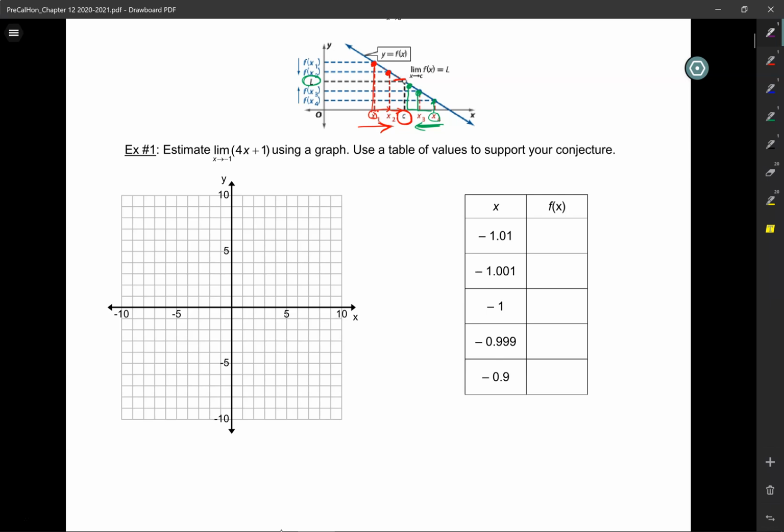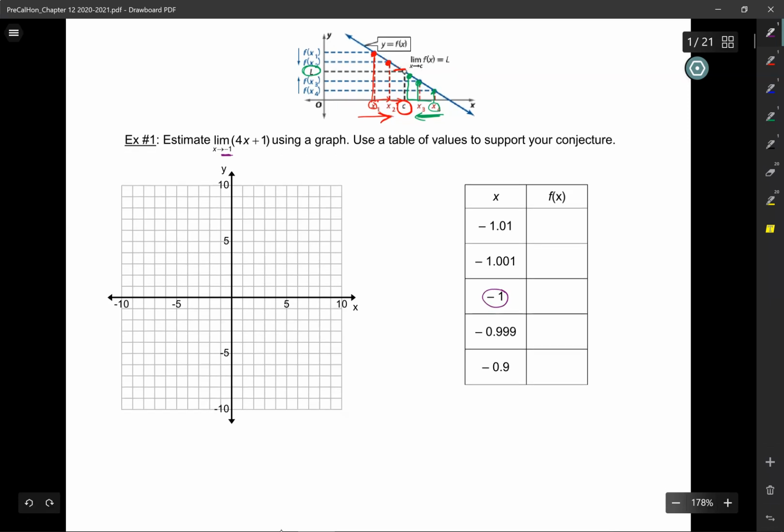The limit is asking us to find the limit as x approaches -1. So I've made a table here. This is -1. And if you see here, I have values as I go down here that are approaching -1. So -1.01, -1.001, and then finally it approaches -1, right? And then on this side, I have -0.9, -0.999. Eventually, I'm getting very, very close to -1.